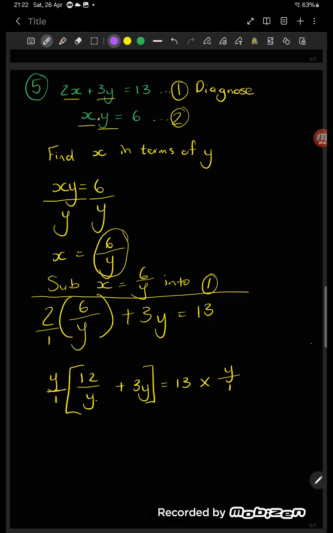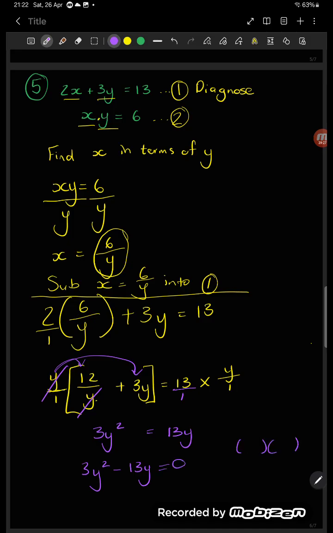Okay. Now let's FOIL. This into that will get rid of my denominator because y over y is 1. Then this into that will give me 3y squared is equal to, everything in life is over 1, 13y over 1. Cool. So 3y squared is equal to 13y. Let's clean this up so that it's equal to 0 so we can find its zeros. So we can find what this equation is doing. 3y squared minus 13y is equal to 0.